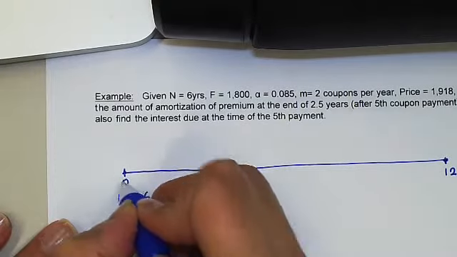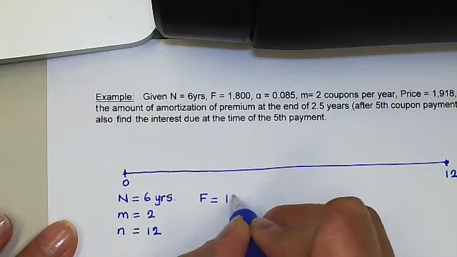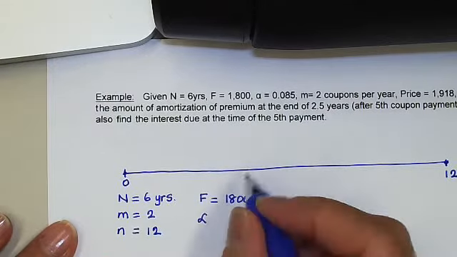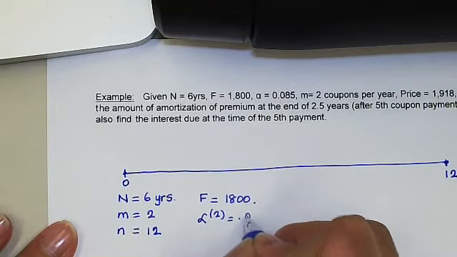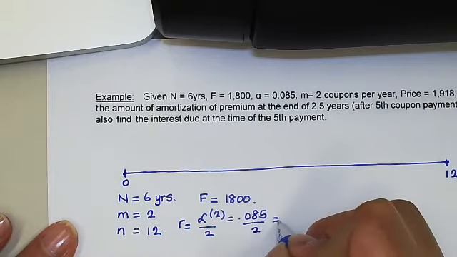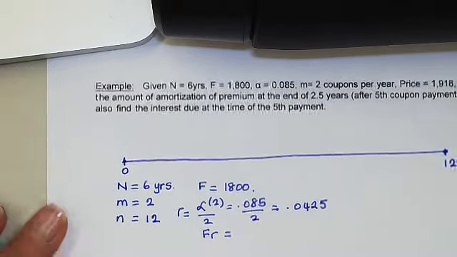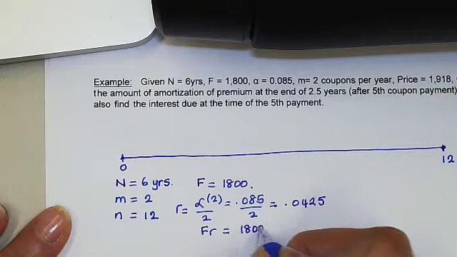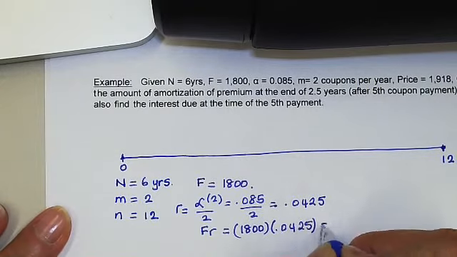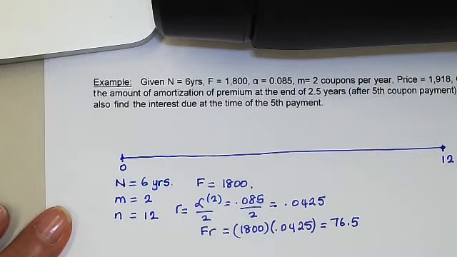N is equal to 6 years, and m is equal to 2. So little n is equal to 12. So this will be 12. Starting at 0, what does it tell me? It tells me that the face is 1800. Alpha 2 is equal to 0.085. Therefore, alpha 2 over 2, which is r, is equal to 0.0425. FR, which is the coupon, is equal to 1800 times 0.0425, which is 76.5.